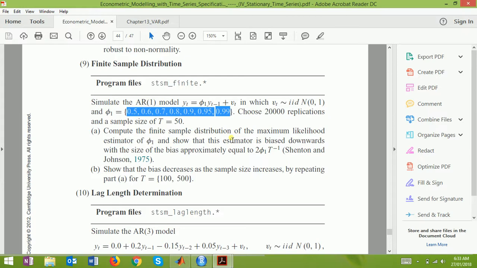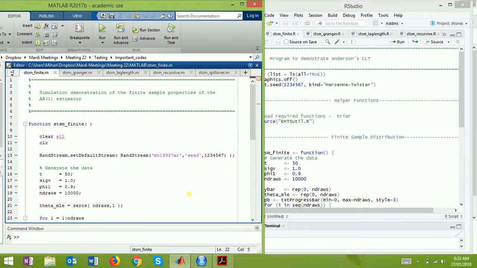We need to compute the finite sample distribution of the maximum likelihood estimator of phi1 and show that this estimator is biased downwards with the size of the bias approximately equal to twice phi1 divided by T, given by Shenton and Johnson. Show that the bias decreases as the sample size increases by repeating the replications for sample sizes T equals 100 and 500. And so let's just jump into the problem.